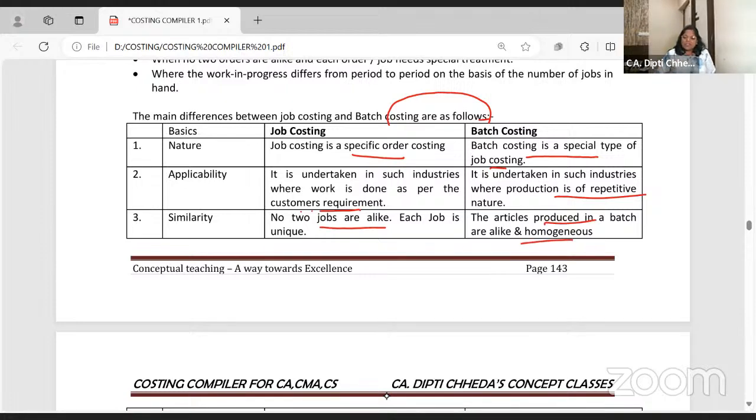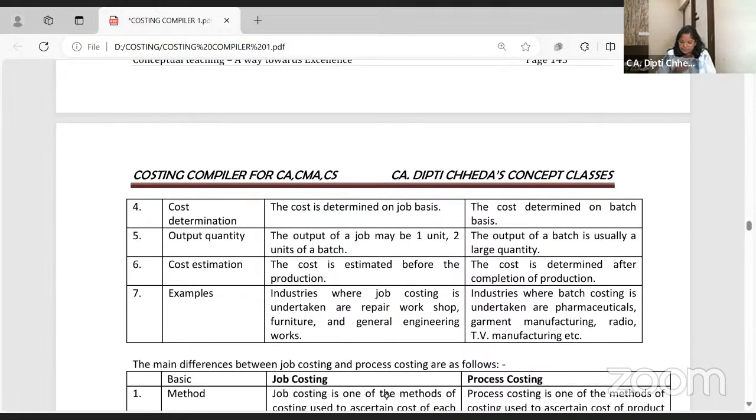Here in batch costing, the product is produced in lots. Cost is determined on a job basis, here batch-wise. Cost is estimated before production. Cost is determined after completing the lot size. And then examples. You can give one and you can.